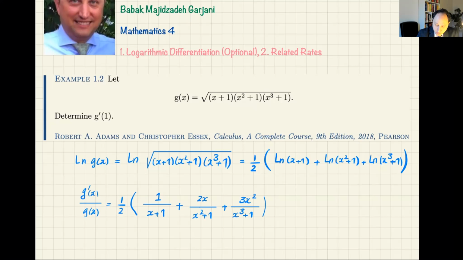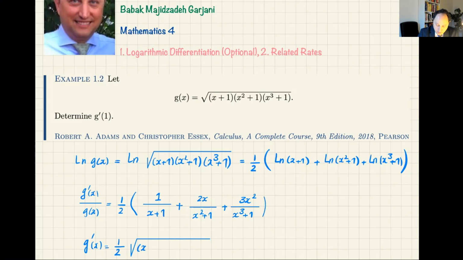All of them, I am using this rule: the derivative of ln of u is u prime divided by u. Actually, I am done now. This is my derivative, as simple as that. So g prime of x is equal to, I multiply both sides by g of x, but g of x is this expression. Even though it still seems horrible, who cares? We found the derivative.